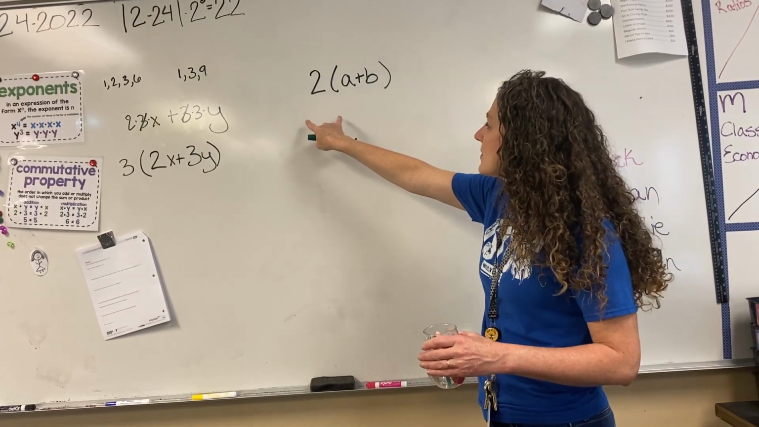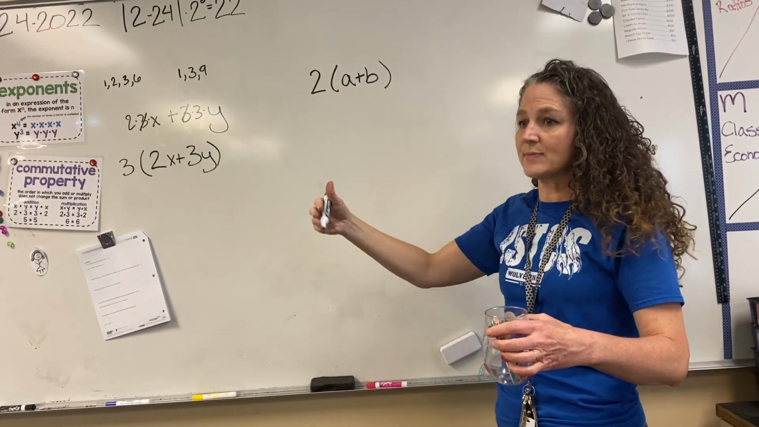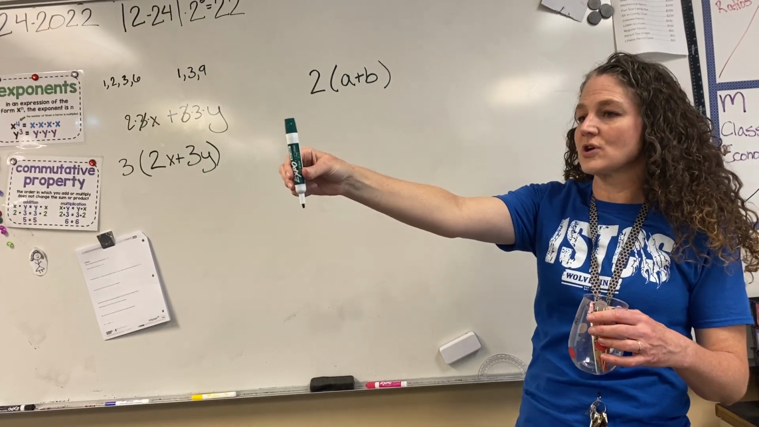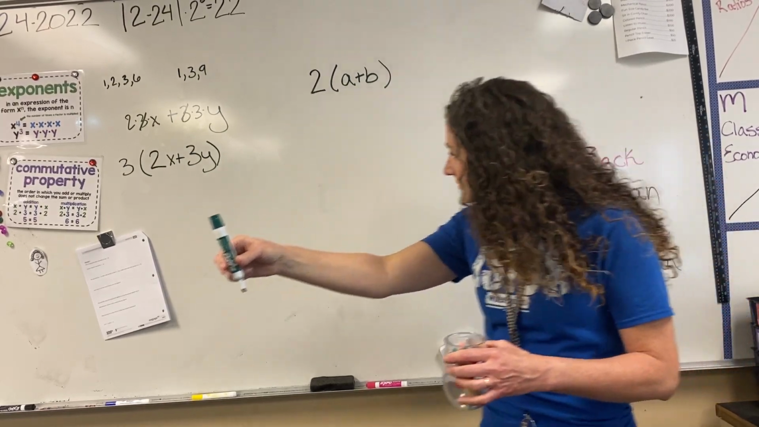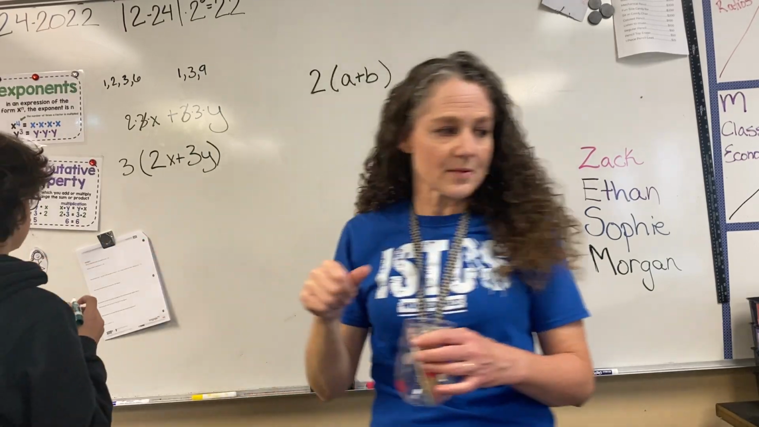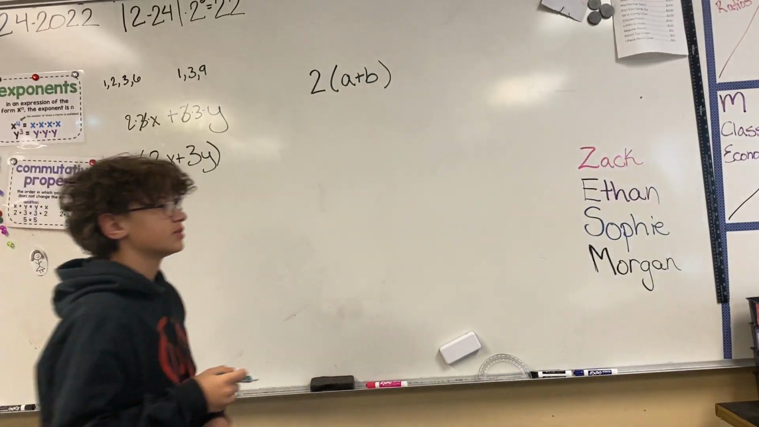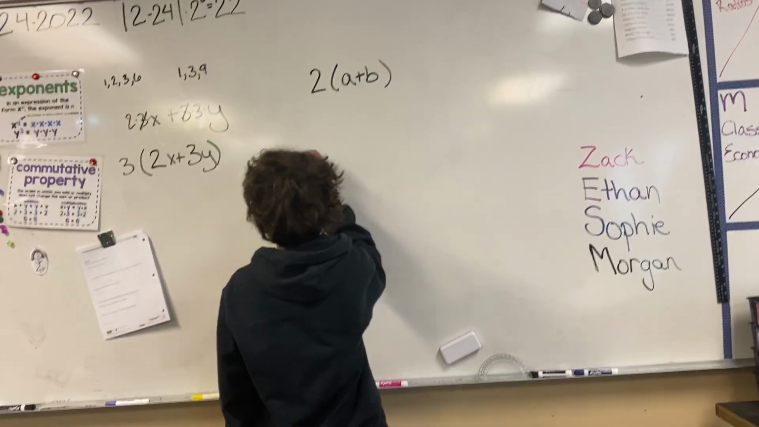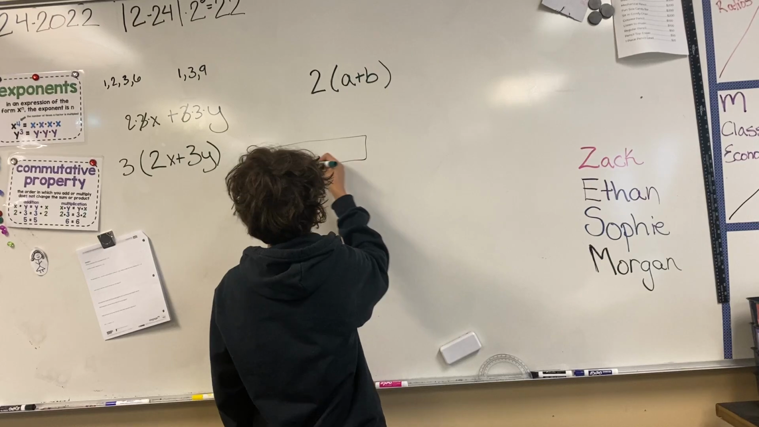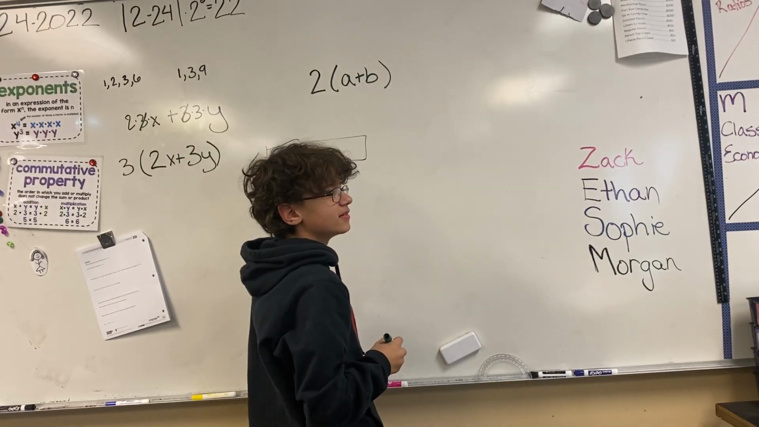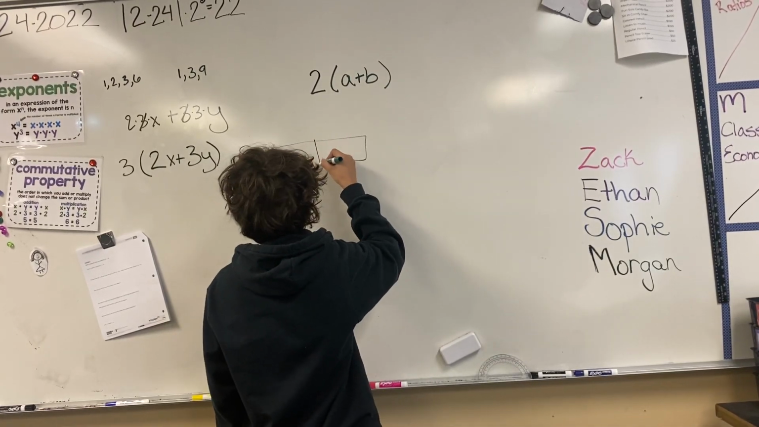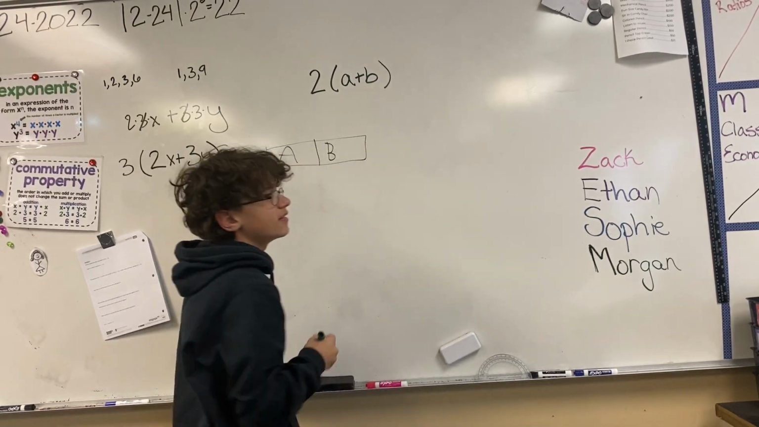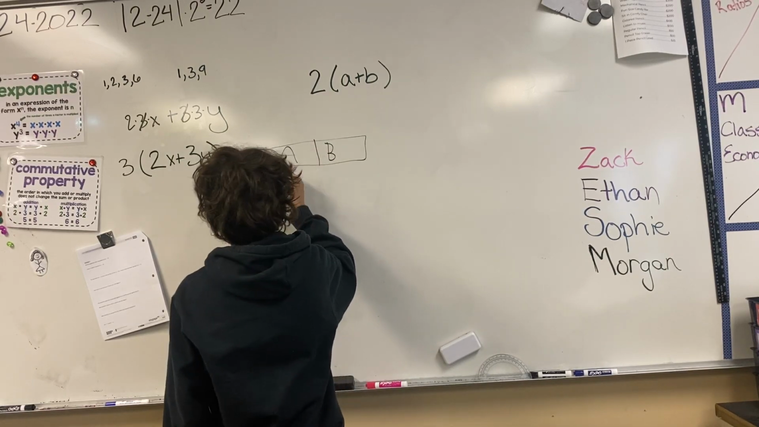Can you show me what this would look like as a model? Just draw me A plus B, however you draw A plus B. Draw the little rectangles and stuff. Look at a rectangle here. What's that rectangle going to be, A or B? That's going to be split into 2. We have A and B. Can you draw 2 of those? Show me 2 times A plus B.